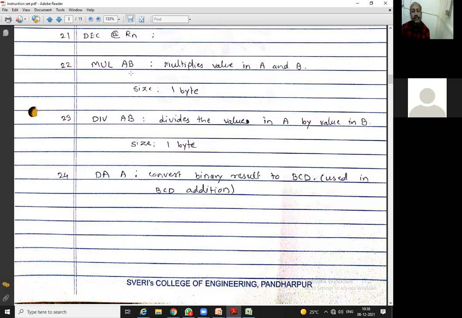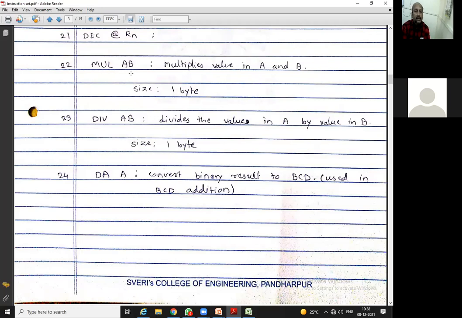Similarly the division also. That is DIV AB. It divides the value in A by the value in B. So that is also very important. A divided by B: the value in A is divided by the particular value in B. That is also important.